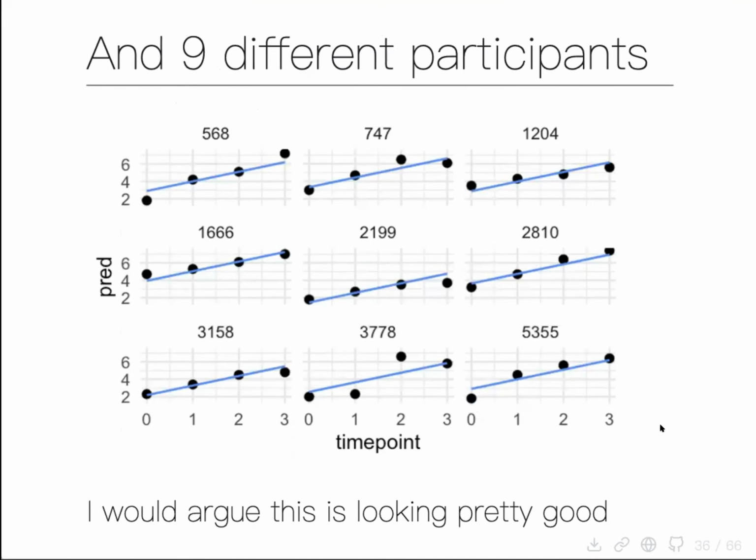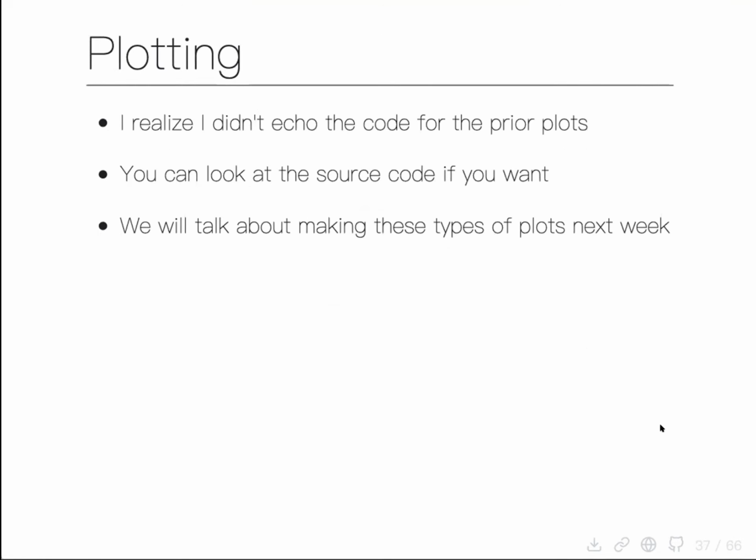And I would say that this is looking pretty good. So basically just changing the intercept is getting you a lot better predictions for these students than you would get if you just fit a single regression line. Okay. So this is all what I mentioned. If you want to look at the source code for these slides to see how I created those plots, that's available to you in the GitHub repo. But we will talk about that next week, so don't worry about it too much.